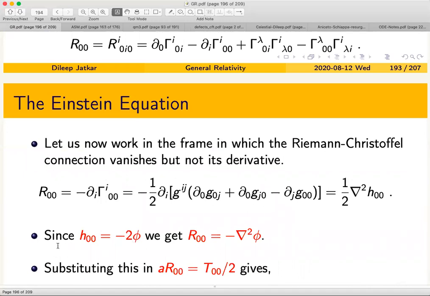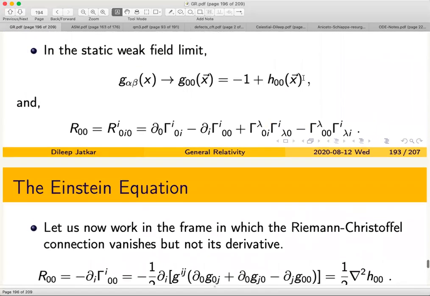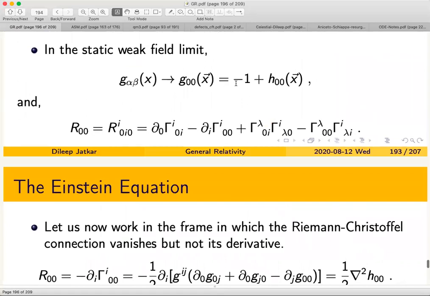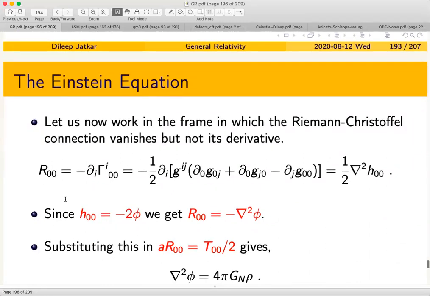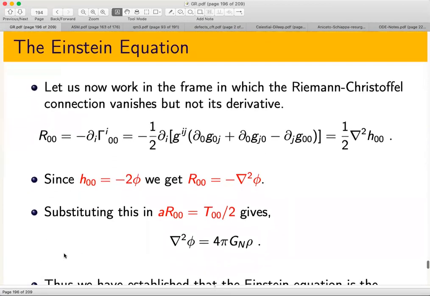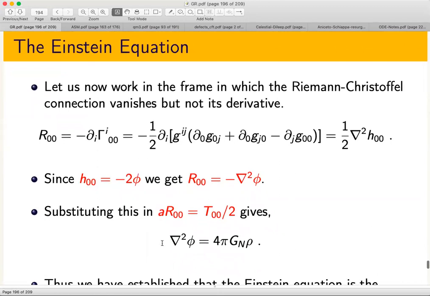Fine. So now remember that G00 is defined as -1 - 2 phi. So H00 is really -2 phi. Therefore what you get is R00 is minus Laplacian of phi. So if you substitute that back into this expression, you precisely get the Laplacian of phi is equal to 4 pi Gn times rho.